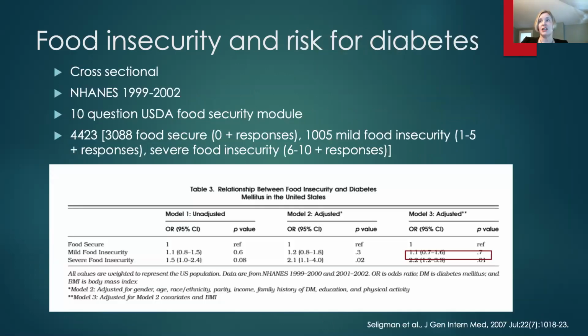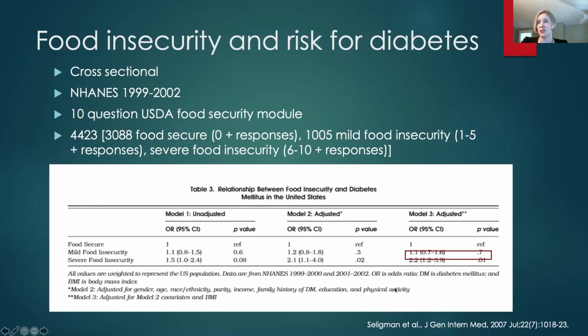In a cross-sectional study using NHANES data, which is a national population survey including exam and lab components, using the 10-question food security module, there were 4,423 adults over 20 years of age with household incomes less than or equal to 300% of federal poverty. Diabetes prevalence rates in this population were 11.7% among food secure individuals, 10% among mildly food insecure individuals, which combined the marginal and low food security categories we highlighted in the previous slide, and 16% among those with severe food insecurity.